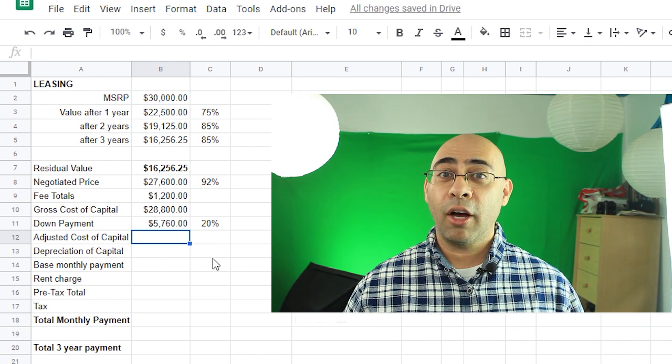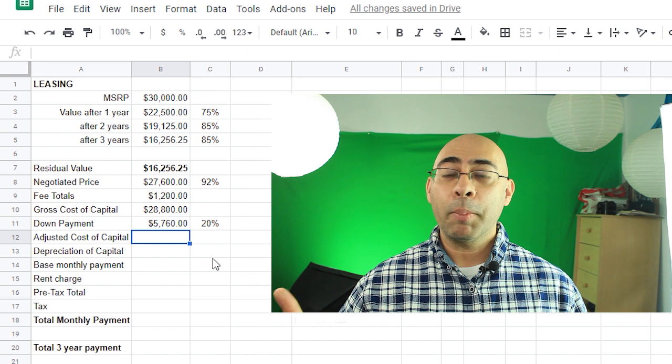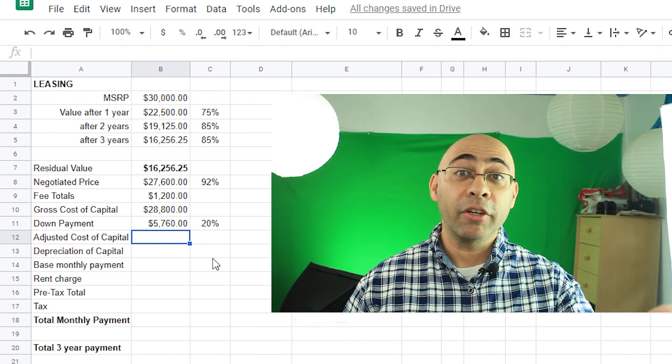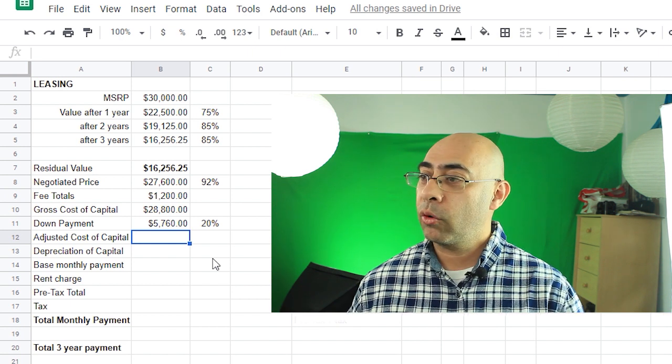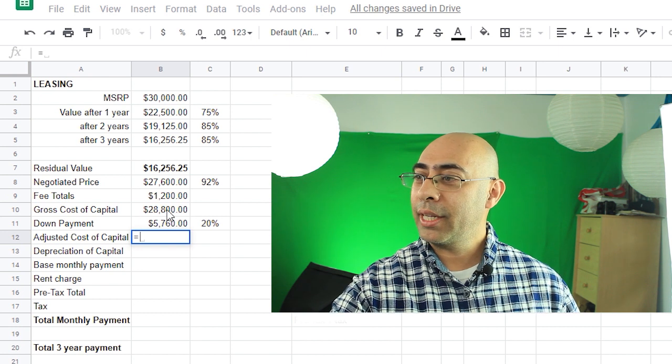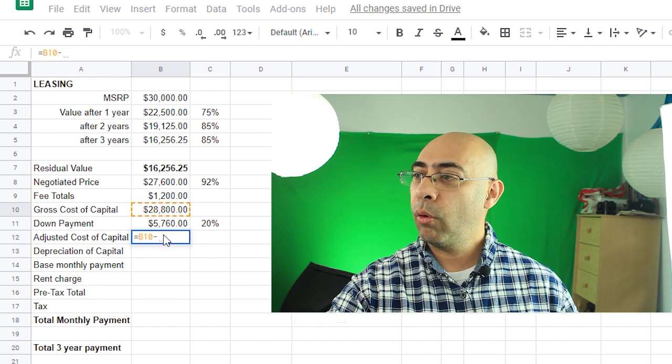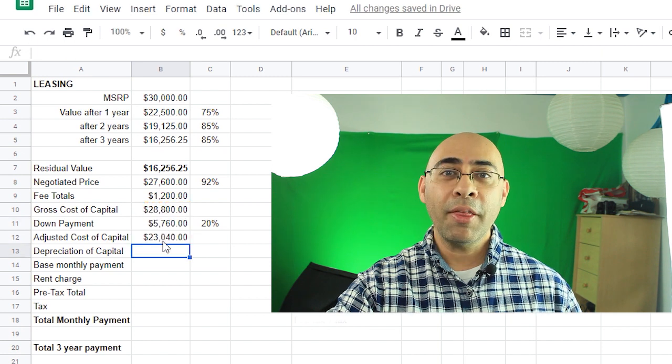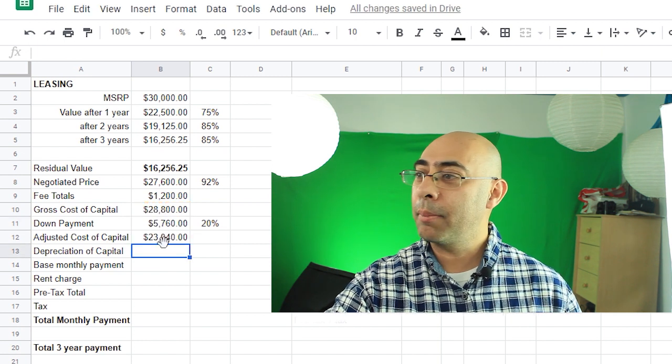So now your adjusted cost of capital, because you're not going to be paying that $5,000 every month because you're giving it up front. So we take that away. So we'll do equals the 28/8, take away what you're giving them up front, and that is what you're going to be basing your monthly payments on.